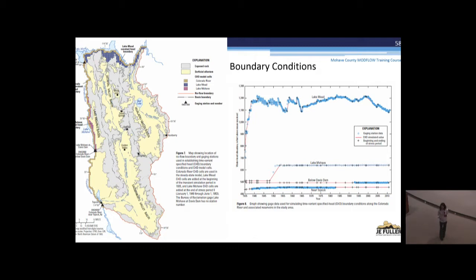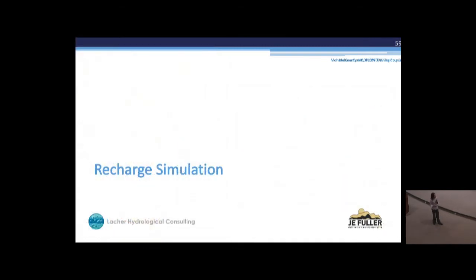So this is an unusual case where the history is well known. The fluxes or the head condition at the edges of the basin are well known. We don't actually usually have this kind of information, so it's nice to have a good control on groundwater flow conditions.